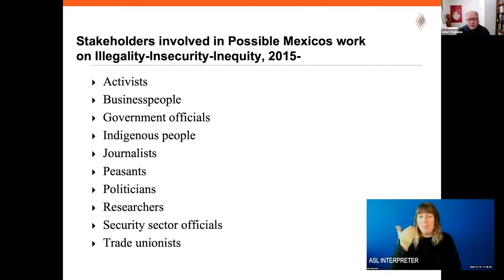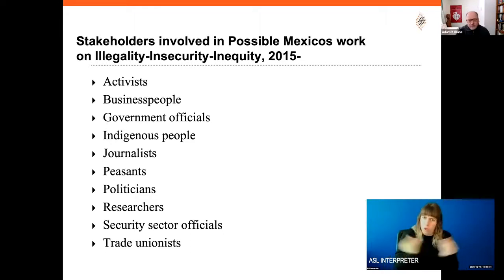And the project's called Possible Mexicos. And what was distinctive about the project is they brought together people from across what they call the different Mexicos: indigenous people, journalists, human rights activists, politicians, people from the presidency, owners of companies, grassroots activists, trade unionists, people from the army and the police. And the task of this group was, what can we do together to tackle what they called the 3 I's: illegality, insecurity, and inequity.